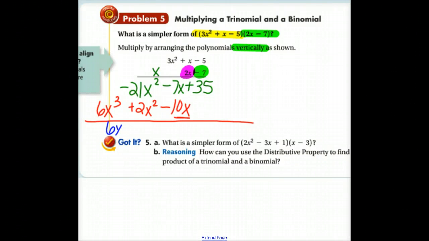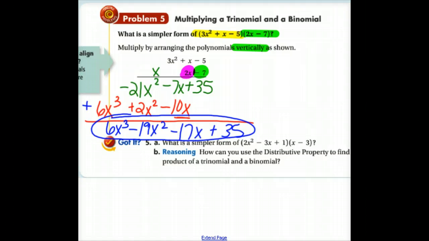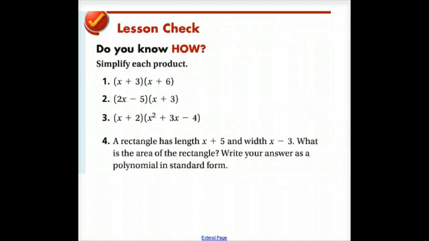Now I'm just going to add this up. I have 6x to the third. Negative 21x squared plus 2x squared is negative 19x squared. Negative 7x plus negative 10x is negative 17x. And then plus 35. My final answer is 6x cubed minus 19x squared minus 17x plus 35. So line up vertically and multiply.